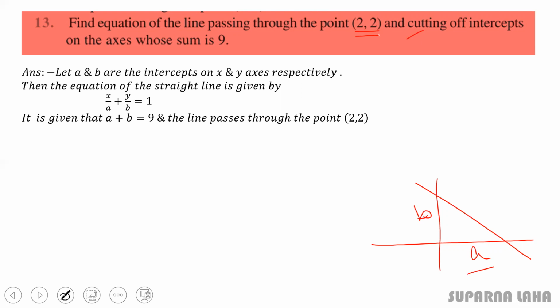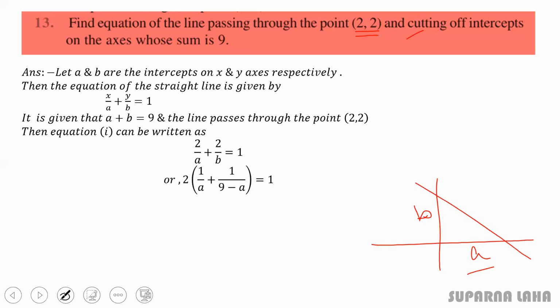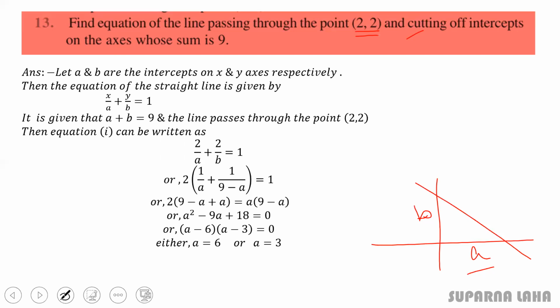So that will satisfy the equation, that is, put 2, 2 into the equation, x equals 2, y equals 2. So 2 by a plus 2 by b equals 1. So from here, just apply this form, in the place of b put 9 minus a and simplify it. So a square minus 9a plus 18 equals 0. So a minus 6, a minus 3. So either a equals 6 or a equals 3.